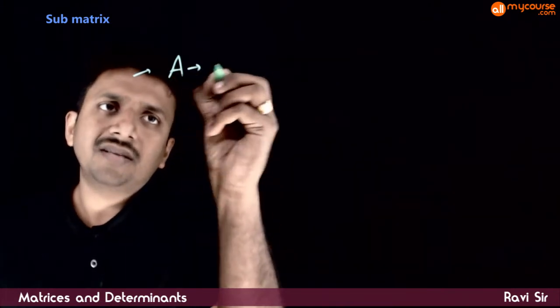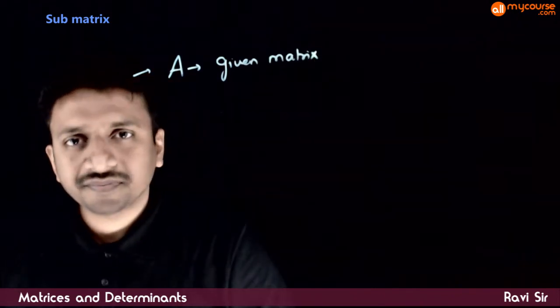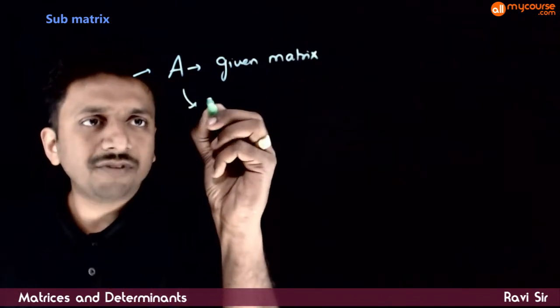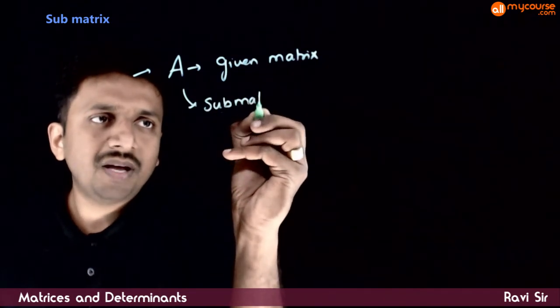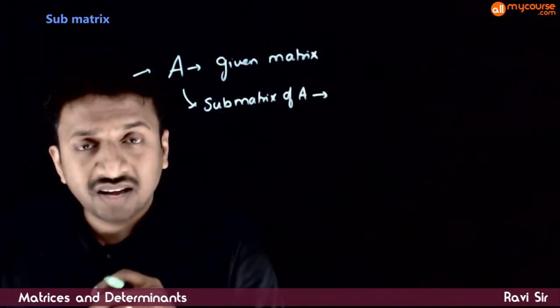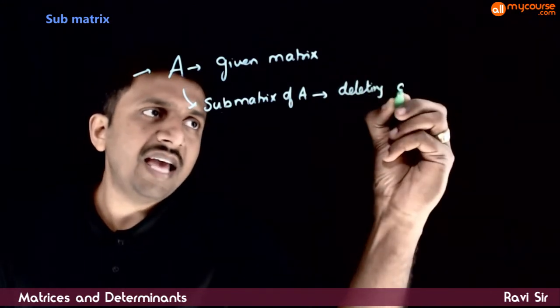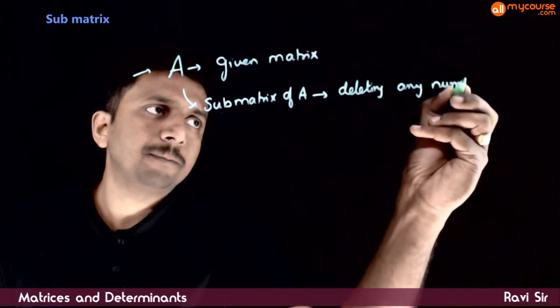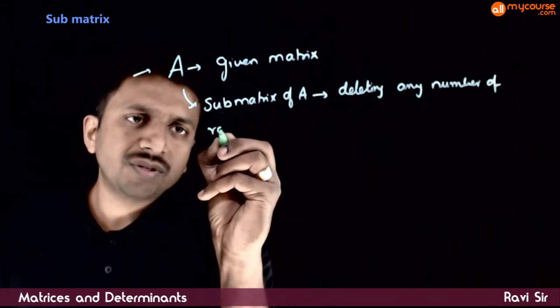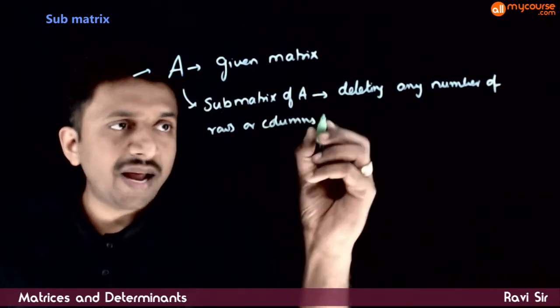In this video, let us look at what a submatrix is. So if A is a given matrix, a submatrix of A is a matrix obtained after deleting any number of rows or columns from the original matrix A.